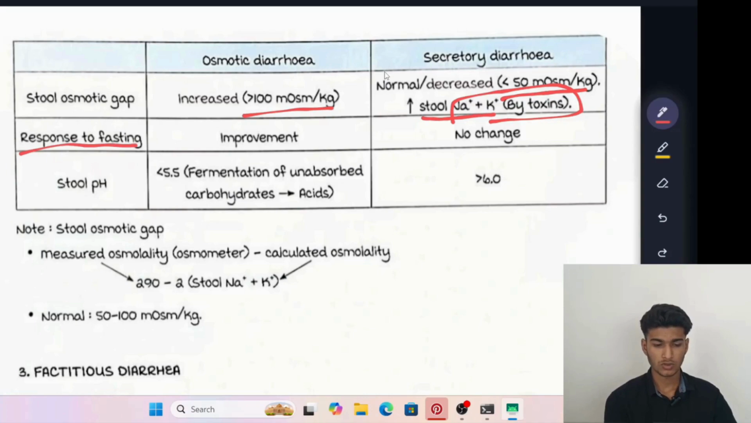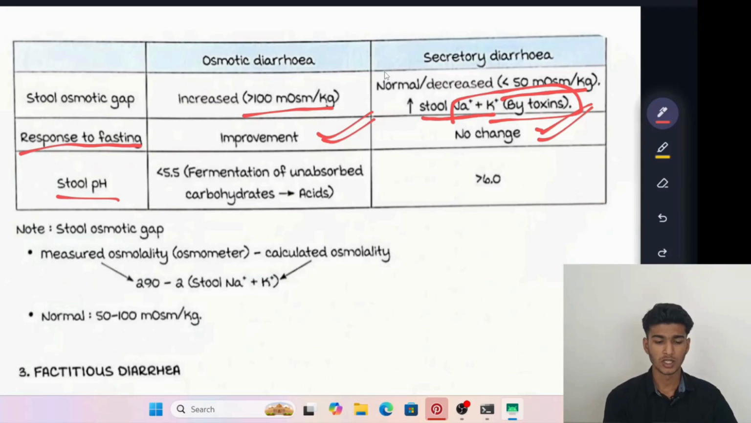So the response to fasting. If you have done fasting, then there is no accumulation of fat inside the intestine, so osmotic diarrhea will be improved. But in case of secretory diarrhea, there will be no change because fasting does not improve the secretion of the electrolytes and water, which are done with the help of toxins and tumors.